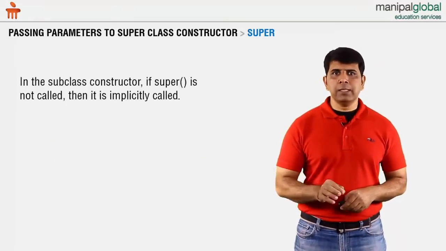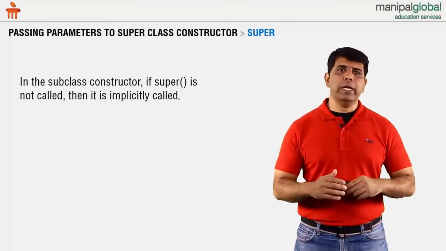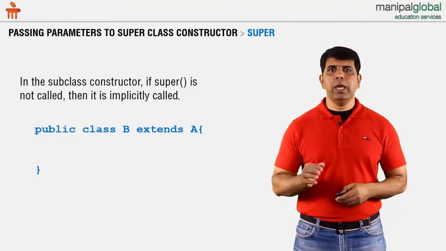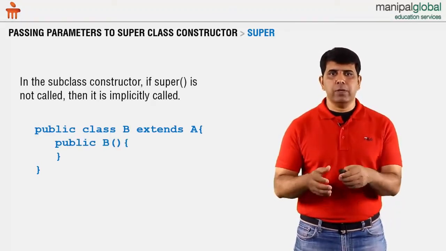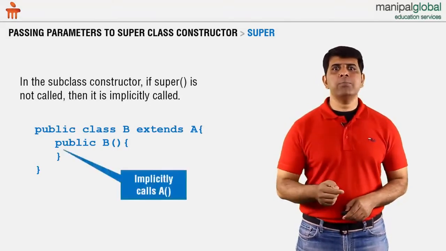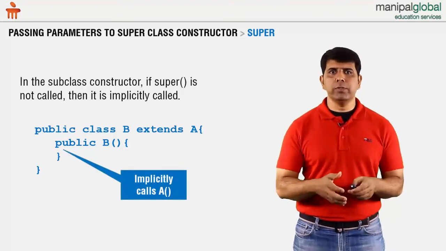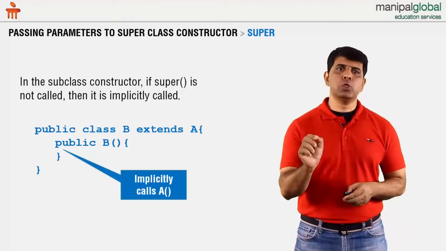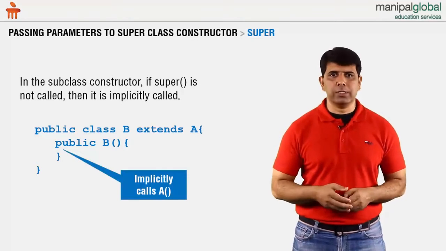Now, in the subclass constructor, if super is not called, then it is implicitly called. Class B extends class A, and I just have public B, a constructor, and no other code in it. There is an implicit call to the superclass default constructor. We don't have to do this, but it's a good practice and it helps readability to put super in if you want to call the constructors.